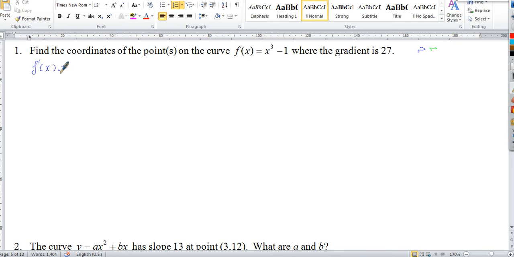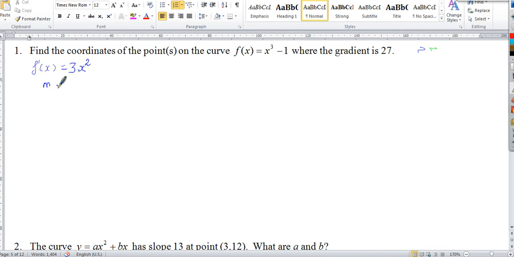So we're going to find the derivative function of x cubed minus 1, apply the power rule to x cubed, 3, that was the power, subtract 1 from the power, that's 2, minus 1, the derivative of that is 0, okay, because this is a constant. So this is my derivative, and remember that this is the function of the slope.